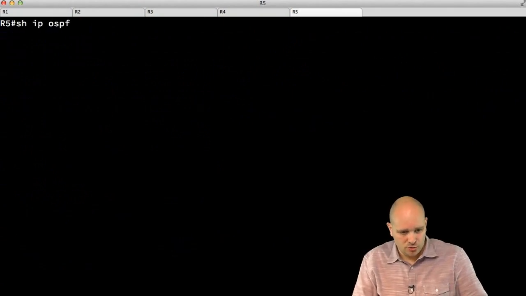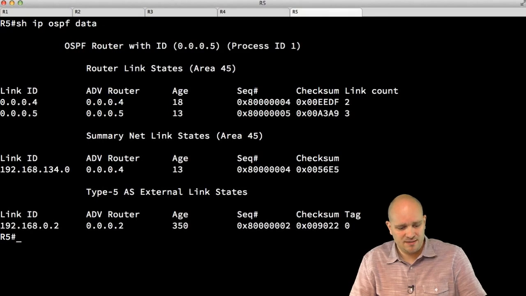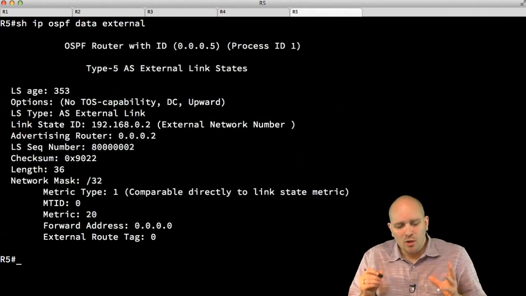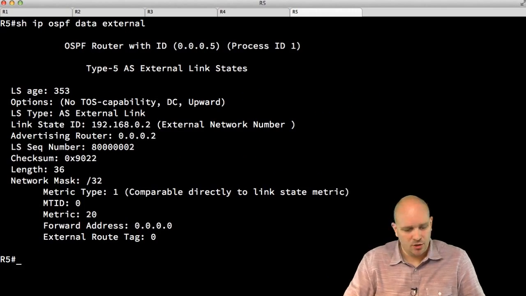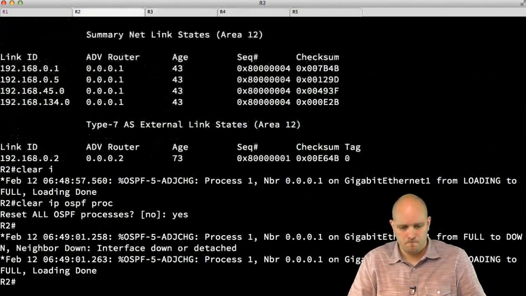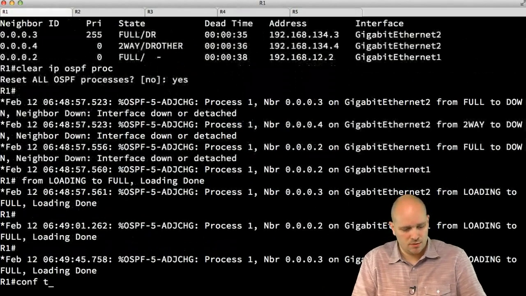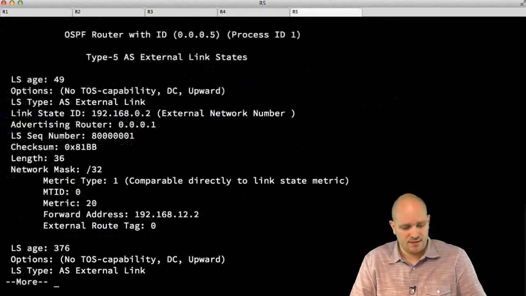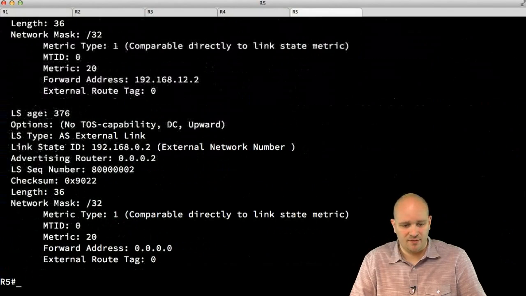So I'm going to do again show IP OSPF database external, and now I will be seeing just one LSA here. Now, what I'm seeing here, oh, this is still the old one. Why am I seeing it? Shouldn't be seeing it. Let's clear it on R1. Oh, it only came up now. Okay, let's see if, oh, I'm still having two.